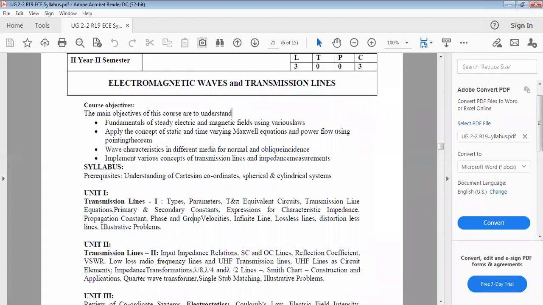What are the input impedance relations for the transmission line? What are the different short circuit and open circuit lines? What is the reflection coefficient? All these parameters we'll discuss in later classes. That's all about today's class. We will continue in the next class. Thank you, everybody.